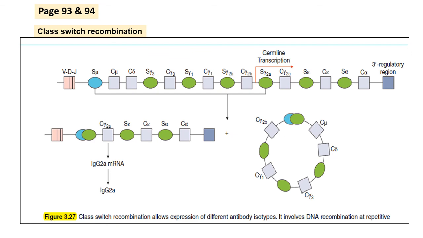They are guanine-rich sequences located on the non-template strand and found upstream of each constant heavy chain exon, as is clear from the figure, except in C delta. In C delta, you cannot find the S region.